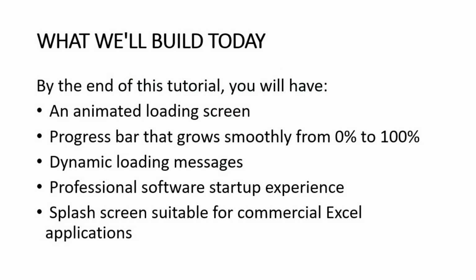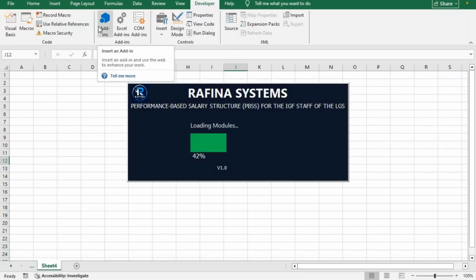What we'll be building today. By the end of this tutorial, you will have an animated loading screen, a progress bar that grows smoothly from 0% to 100%, dynamic loading messages, a professional software startup experience, and a splash screen suitable for commercial Excel applications. This is the same technique we use when building professional solutions at Rafina Systems.